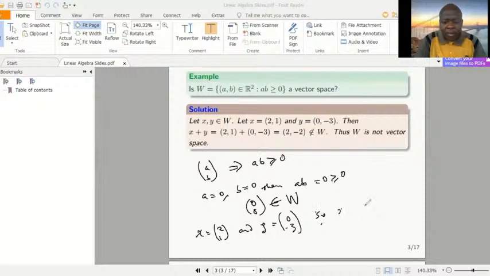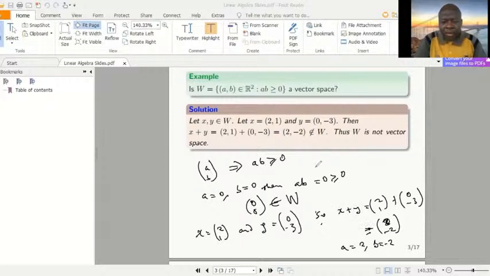X plus y would be (2, 1) plus (0, -3). And what this gives me is (2, -2), so that my A is 2 and my B is -2. Now this is what I get as the sum of these two vectors.